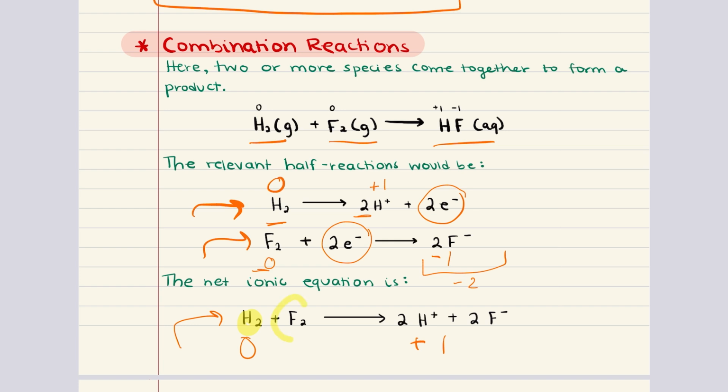Fluorine here acts as an oxidizing agent because it accepts electrons and it is reduced from an oxidation state of 0 to -1. Now, in this reaction, there are no spectator ions because all of the species are actively participating in the redox process. And the entire process involves the direct transfer of electrons from hydrogen to fluorine, resulting in the formation of hydrogen fluoride.